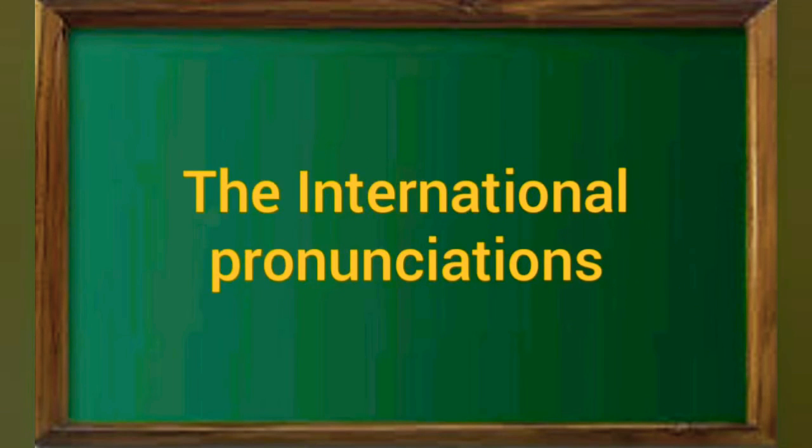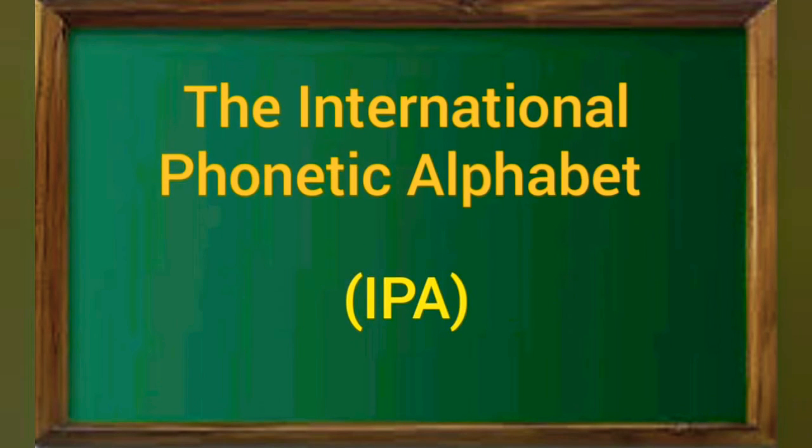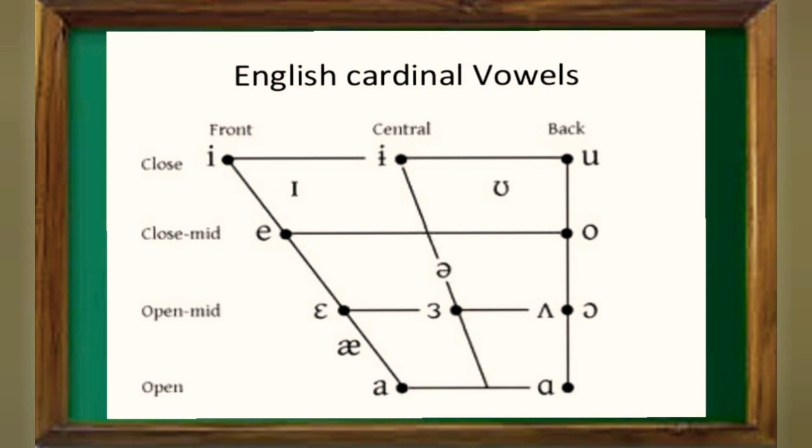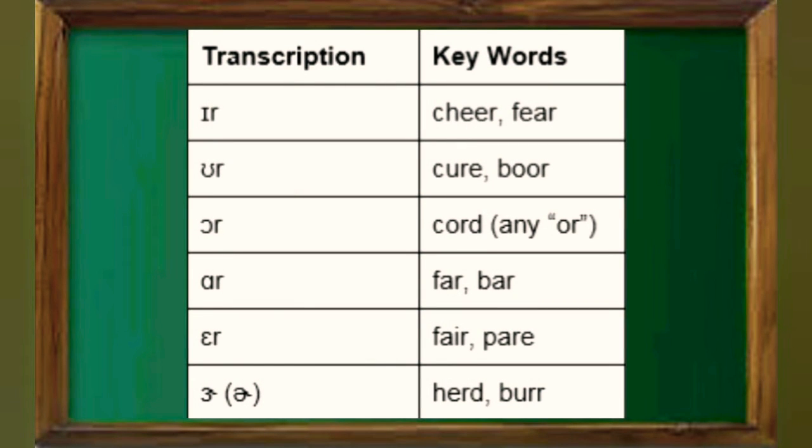The International Phonetic Alphabet, IPA, is an alphabet developed in the 19th century to accurately represent the pronunciation of a language. One aim of the International Phonetic Alphabet was to provide a unique symbol for each distinct sound in a language, that is, every sound or phoneme that serves to distinguish one word from another.